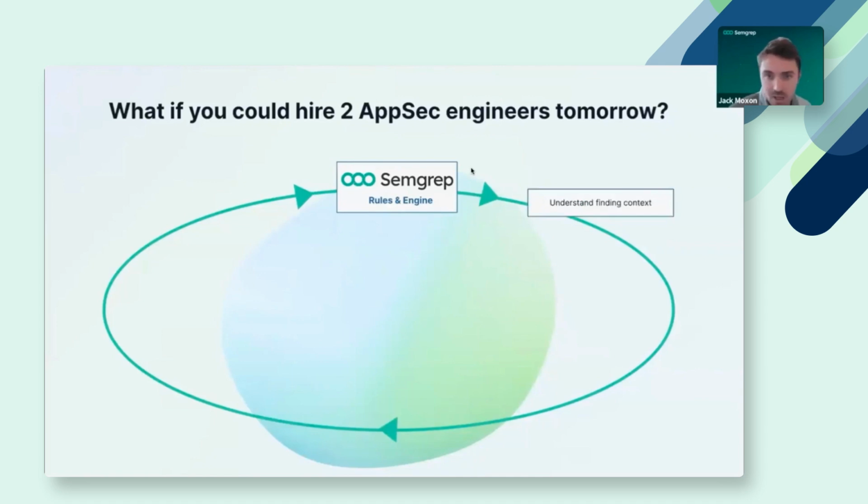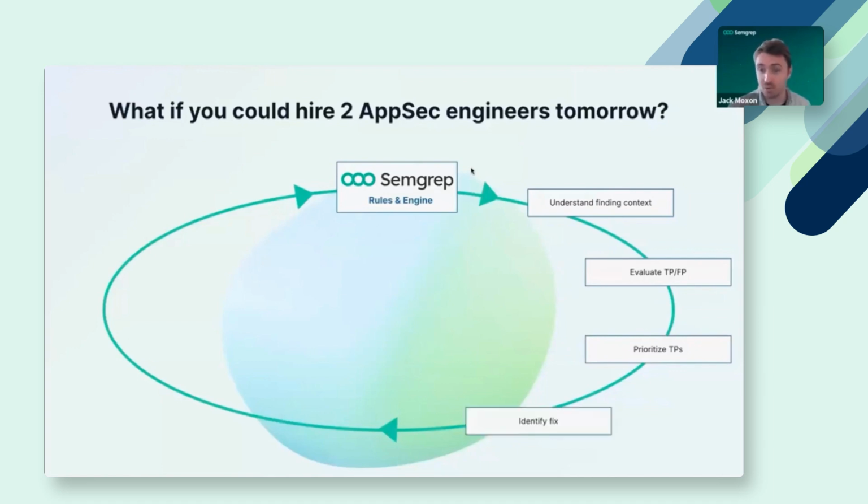They said things like, well, we would take the time to go beyond severity and confidence and understand the context behind all of the findings that we have. We would do a better job of evaluating true and false positives before sending them to developers. Once we have our list of true positives, we would spend more time prioritizing the most important things. We'd help our developers identify fixes and we'd share them so they can be committed.